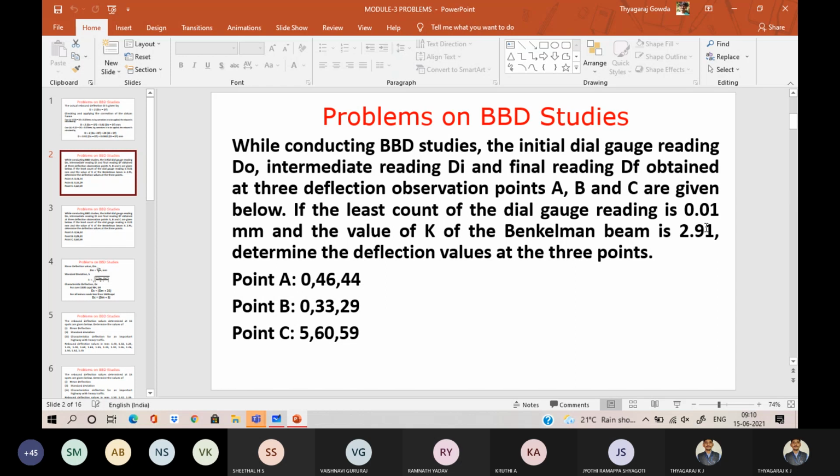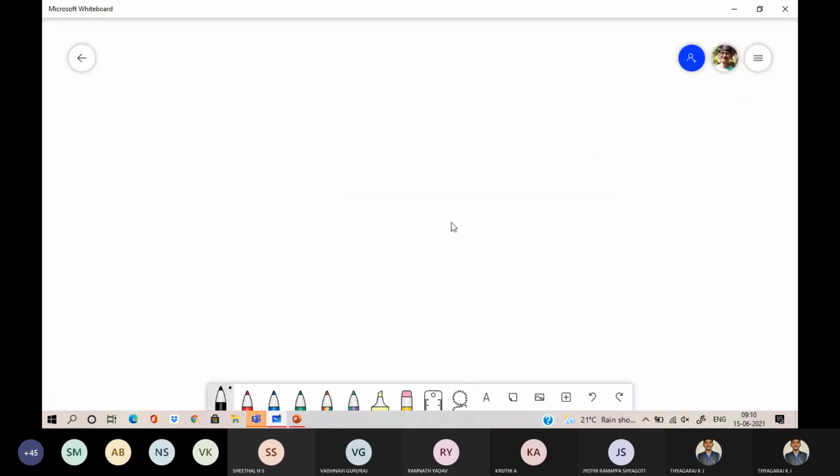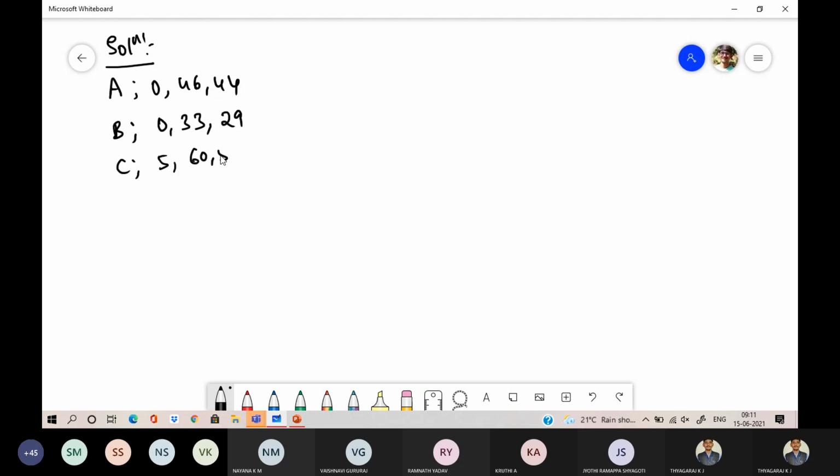Okay. Now we will go for the solution part. Look here. What is the point A reading? Solution. At point A, what are the readings? 0, 46, 44. At point B, 0, 33, 29. At point C, 5, 60, 59.